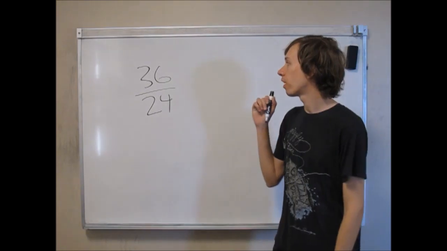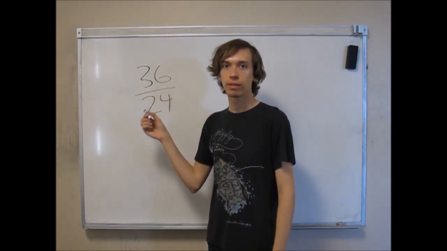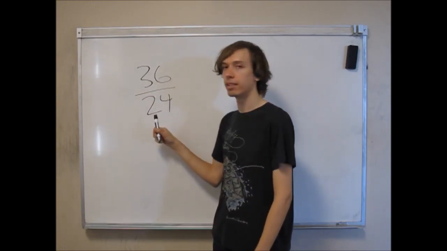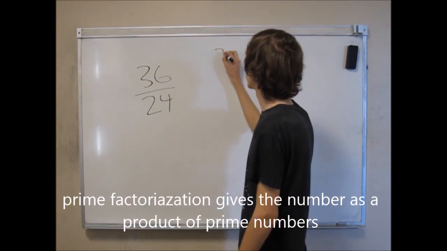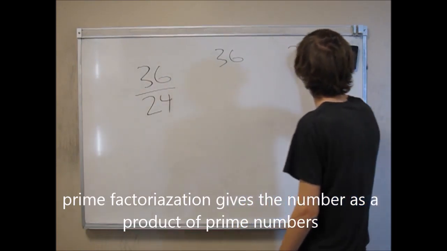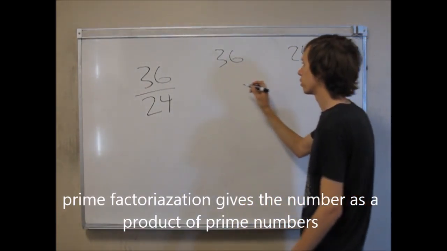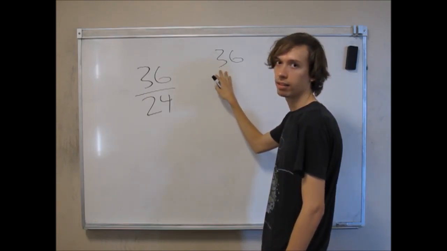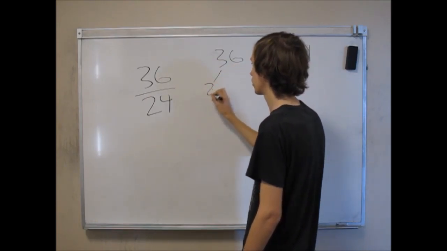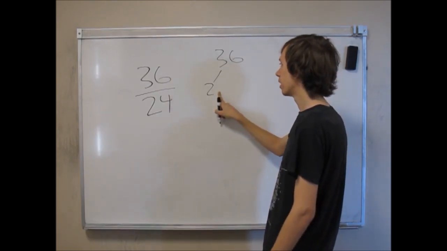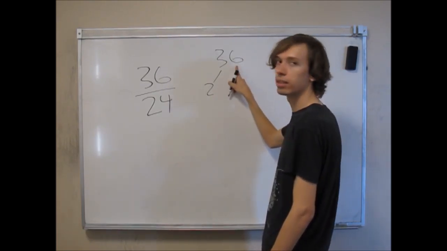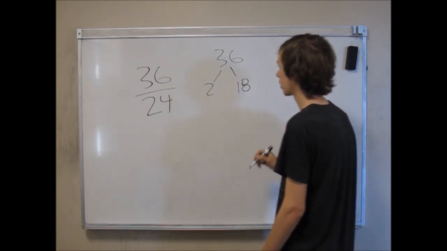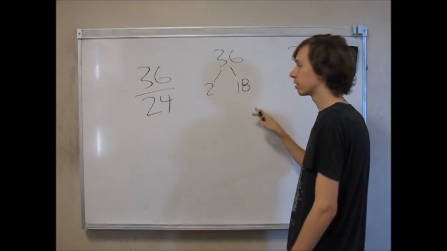So if we wanted to simplify a fraction like 36 over 24, we could start by getting the prime factorization of the numerator and the denominator. So to do that, we'll write 36 right here and 24 over here. And to get the prime factorization, you could just take the smallest number that you can think of out of the number, like 2 for example. This is even, so I know I can take a 2 out. And then 2 times what equals 36? Well, that's going to be 2 times 18, right? And then you just keep doing the same thing as many times as you can.